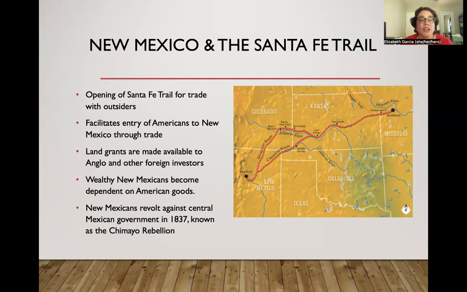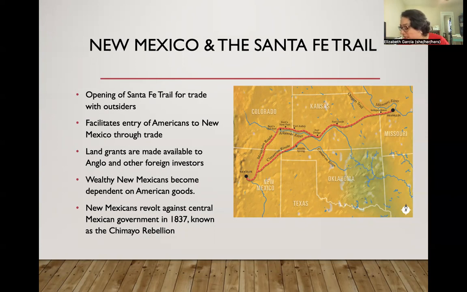But you also see moments of resistance throughout this early history. In New Mexico, the governors were assigned by the central Mexican government. The Mexican government appoints a governor in New Mexico who is very conservative, and makes New Mexico a department of Chihuahua instead of its own separate territory, with limited local autonomy. New Mexicans revolt against Mexico.